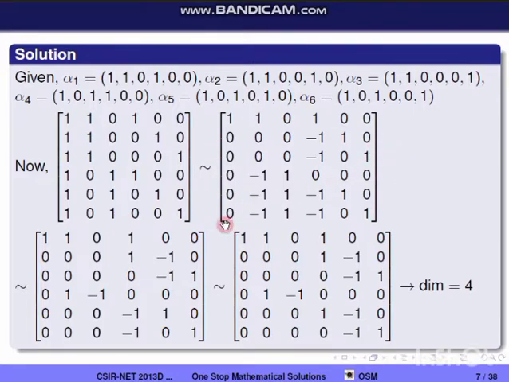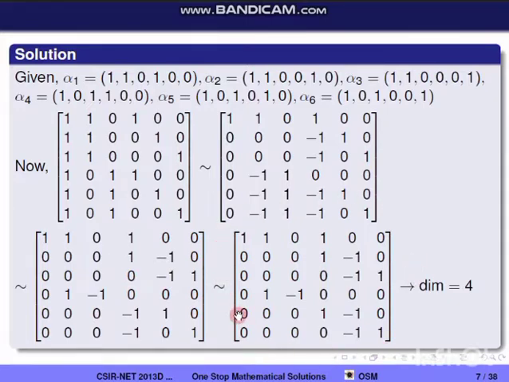Now what I am doing is R3 is changed by R3 minus R2, and R5 is changed by R5 minus R4, and R6 is changed by R6 minus R4. So we'll get this matrix here. So now what I am going to do is R6 is changed by R6 minus R5. So we'll get the final echelon form as this.